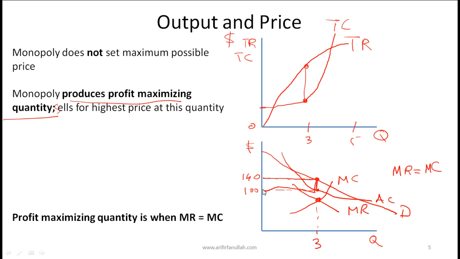So quantity of 3 and the profit per unit is 140 minus 100. So the total profit will be equal to 40 times 3, which is 120. So that then is the profit of the monopolist. Again, key point to remember that with any sort of industry structure, the profit maximizing quantity is when marginal revenue is equal to marginal cost.